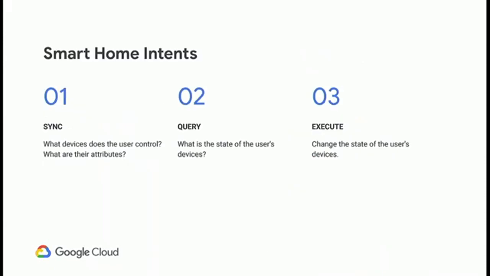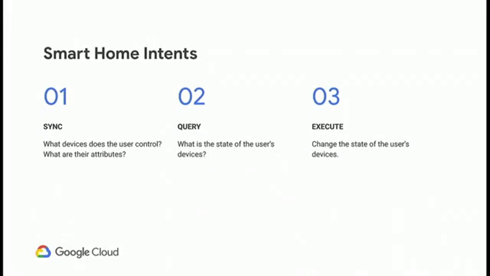For smart home intents, the fulfillment basically requires that you handle three primary intents: a sync intent, a query intent, and an execute intent. So the sync intent provides information to the assistant about what devices this user controls. The query intent allows you to return the current state of a particular device. And the execute intent is what you'll use to modify the state of a particular device. Okay? So let's look at these in a little bit more detail.